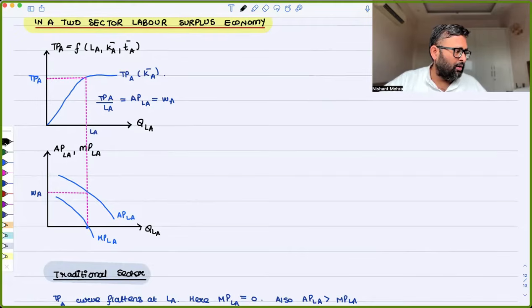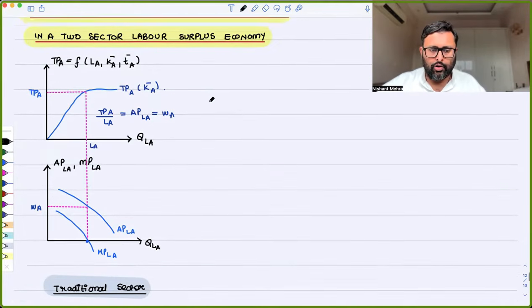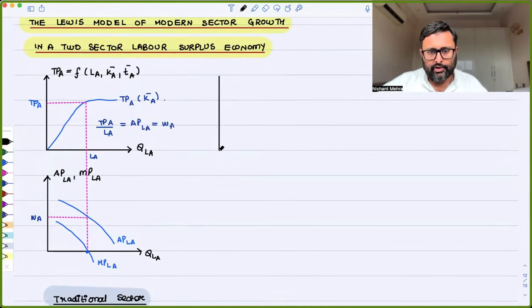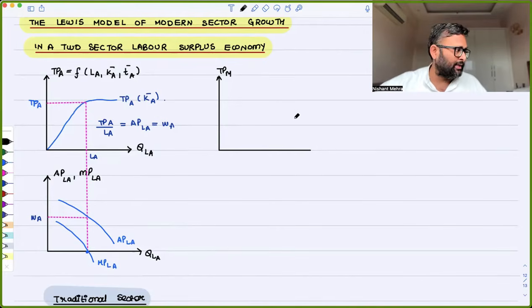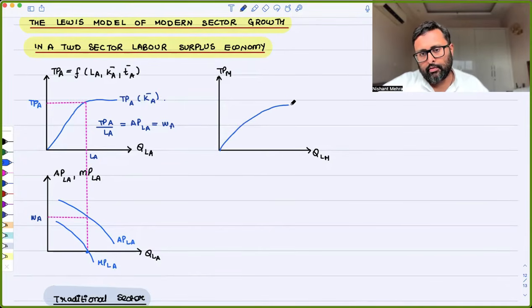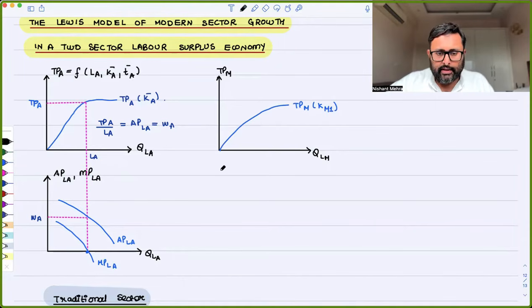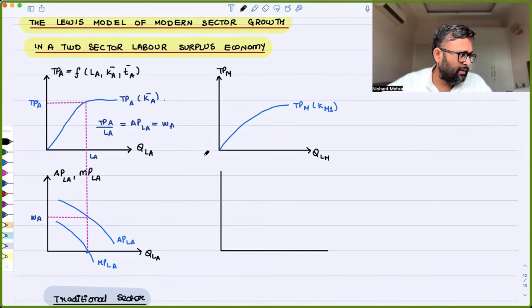Now comes your industrial sector. So let me just draw another panel here for the industrial sector. So you have total product in the manufacturing sector, or the industrial sector. This is the labor which is employed in the manufacturing sector. And this is the way you are going to draw the total product in the manufacturing sector. And that is dependent upon this much amount of capital. So initially, the manufacturing sector is starting with a lesser amount of capital, right?